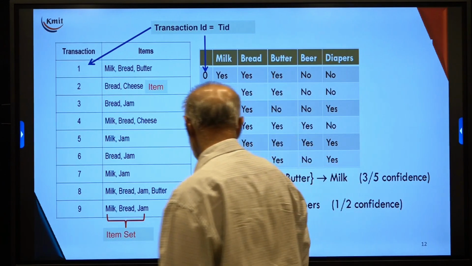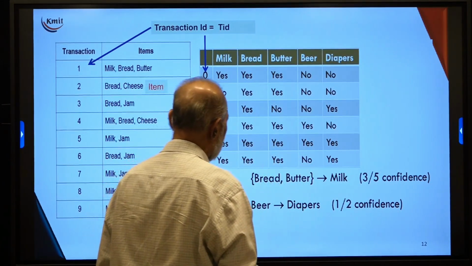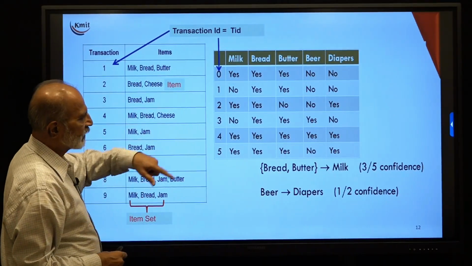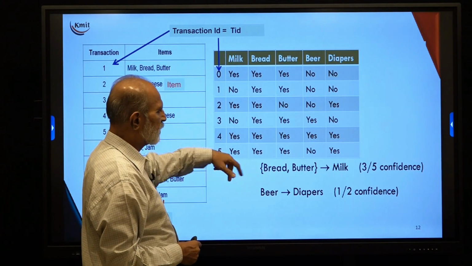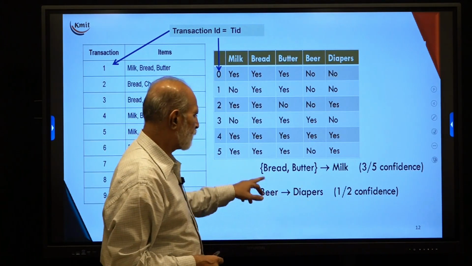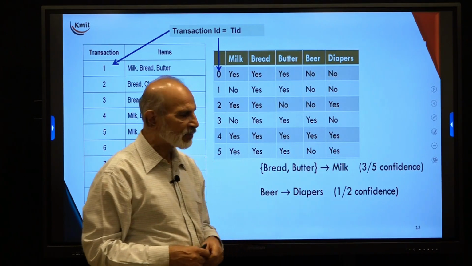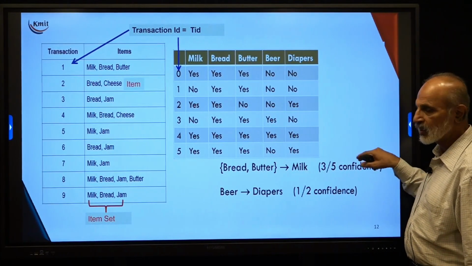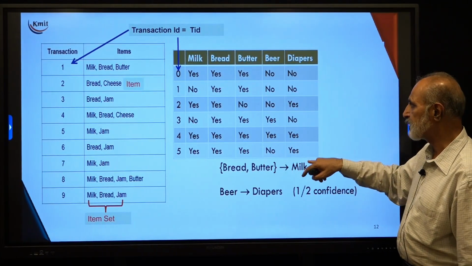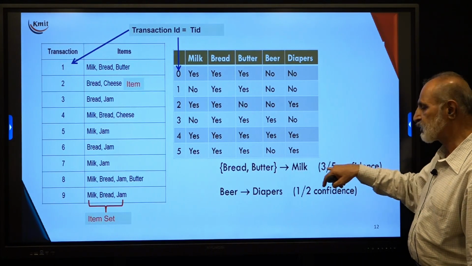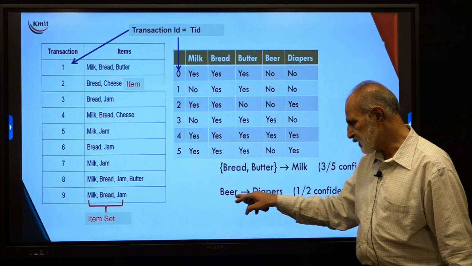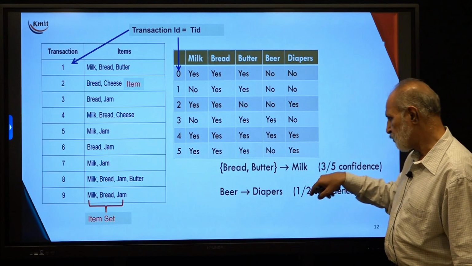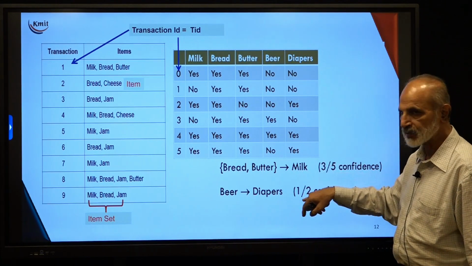Now if I want to make a rule, then I can say bread and butter. I just count them, and I find that out of 5 transactions, 3 times bread and butter also implies that milk was bought. Out of 5 transactions, 3 of them contain bread and butter, and milk is also bought, with a confidence level of 3/5. And similarly, beer implies diaper is equal to half. Now you can see here, naturally people will have more of the first item rather than the second item.